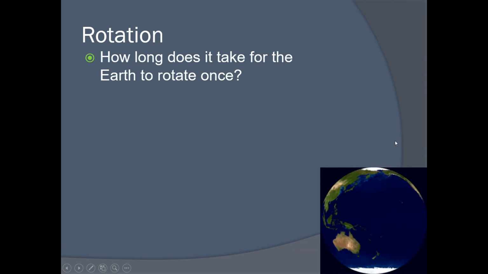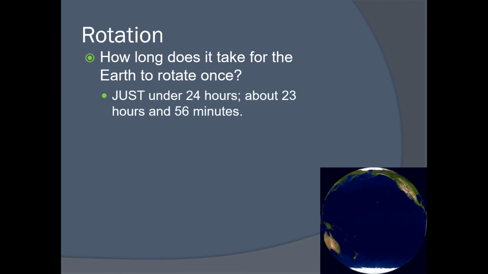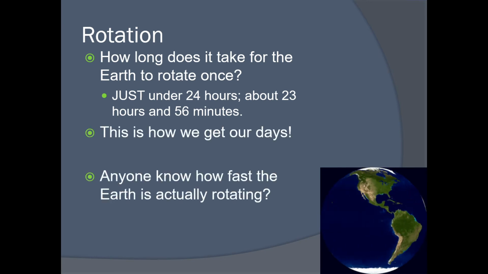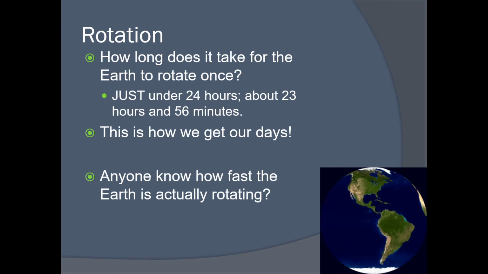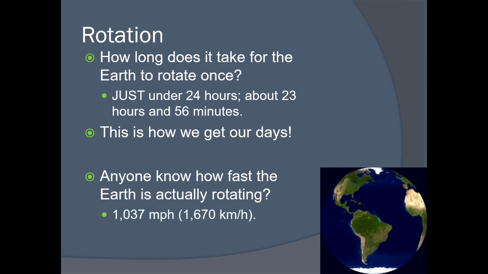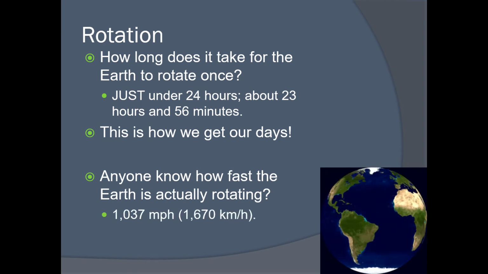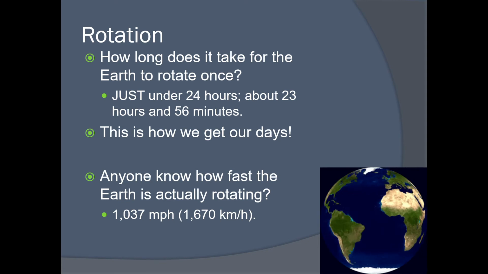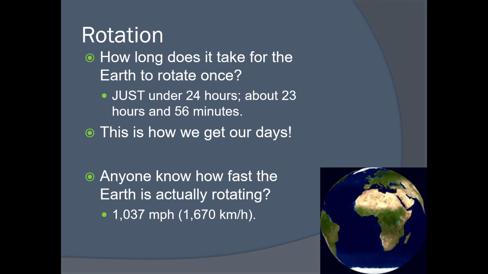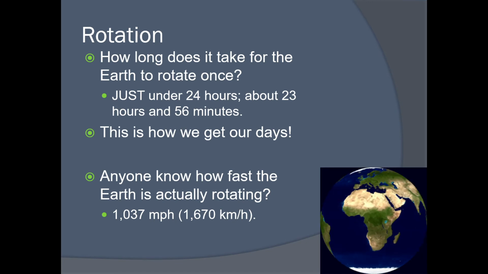How long does it take for the Earth to rotate once? Womp womp. It takes just under 24 hours. Sorry. It takes about 23 hours and 56 minutes, but we round up to make it 24 and get our days. Does anybody know how fast the Earth is actually rotating? Wow, very impressive. Yes, you are on point. 1,037 miles per hour or 1,670 kilometers per hour. If you are following along in your notes, you should be up to number 7 at this point.